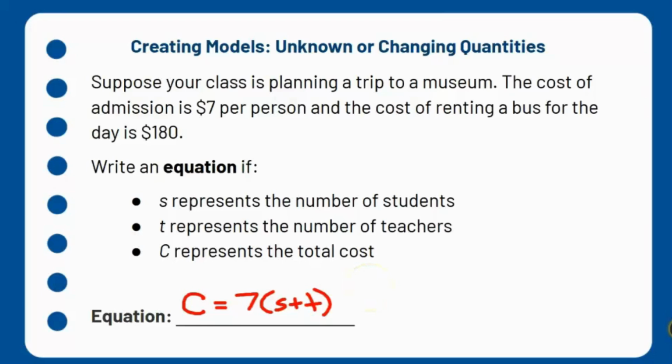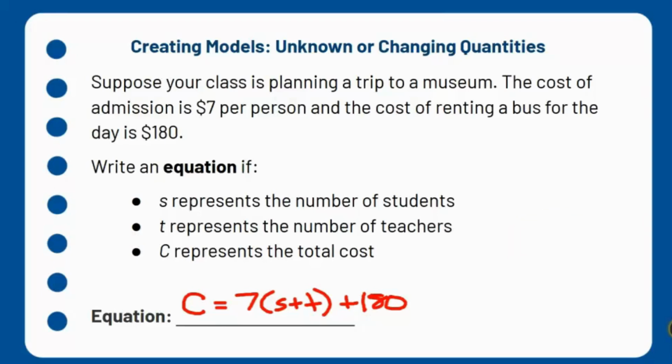Lastly, we have to consider the cost of the bus. How can we account for the cost of the bus in our equation? To find the total cost of the trip, we must add the cost of the admission and the cost of the bus. Therefore, we can add $180 into our equation. So we want to add 180. In this example, the bus rental costs $180 regardless of how many students and teachers are going. Assuming only one bus is needed, 180 is an example of a quantity that is a constant.